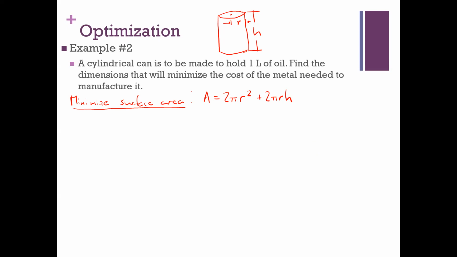So this right here is the thing we want to optimize. We want to optimize this, and we're looking for a minimum. What are we limited by? We're limited by the volume. So it's constrained by volume.